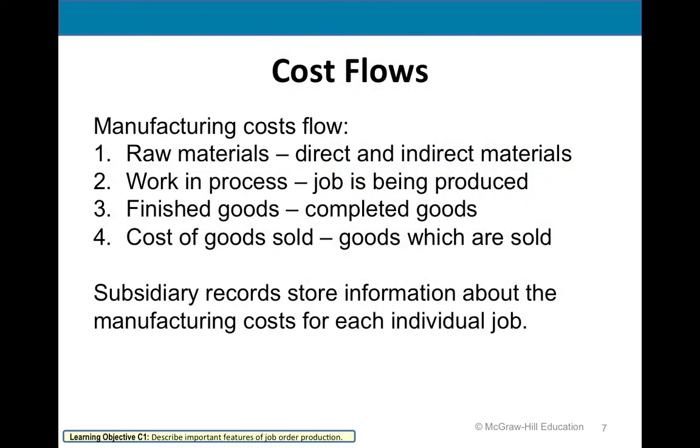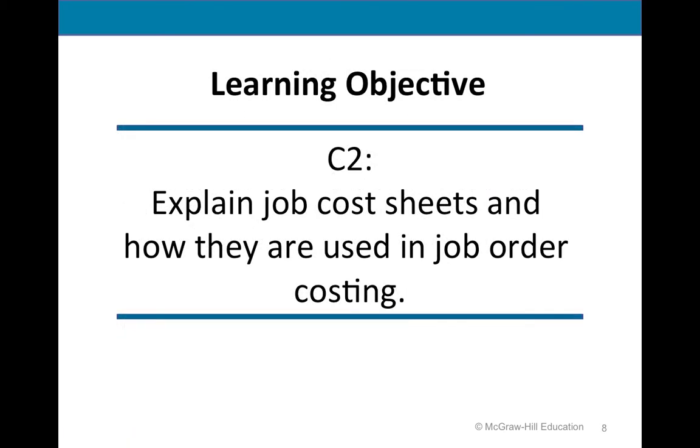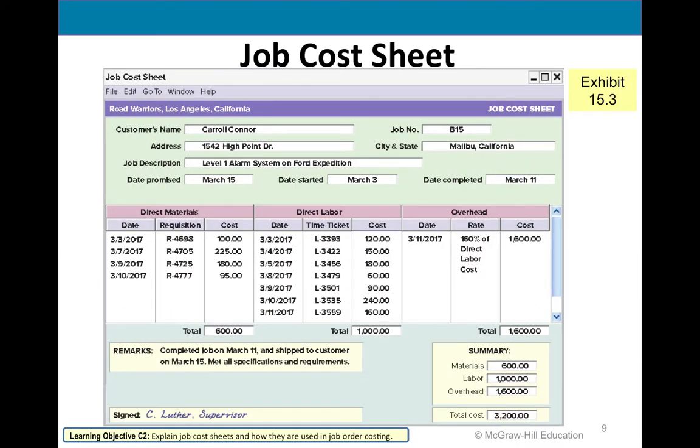Again here, this tells us about the cost flows. So we got the big three: raw materials, work in process, finished goods, and cost of goods sold. Those will be the standards for job order, even process, and many other systems we'll talk about. Because each product is unique, the big thing we look for is the job cost sheet and how it's used. The job cost sheet is very important.